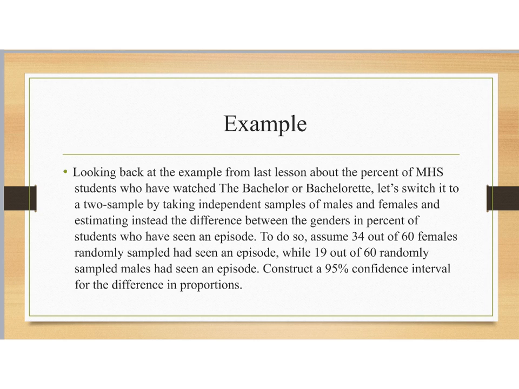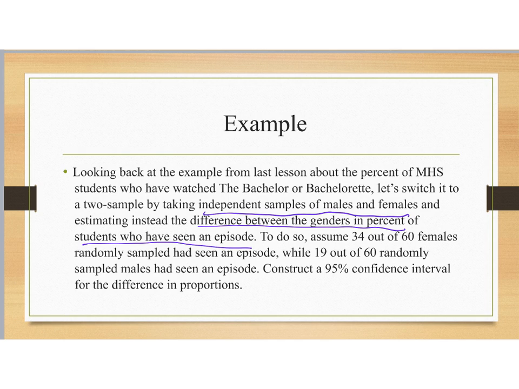So as an example, in part 1 we talked about The Bachelor, Bachelorette, and percent of students who watch that in Minnetonka High School. And we took a random sample of Minnetonka High School students, and then we estimated what proportion of students watched The Bachelor, or to determine if it was different than what we thought with a hypothesis test. So now we're going to shake it up a little bit, and rather than have Minnetonka High School students as one big group, we're going to look at independent samples of male and females and estimate the difference between the percent of each gender who have seen an episode.